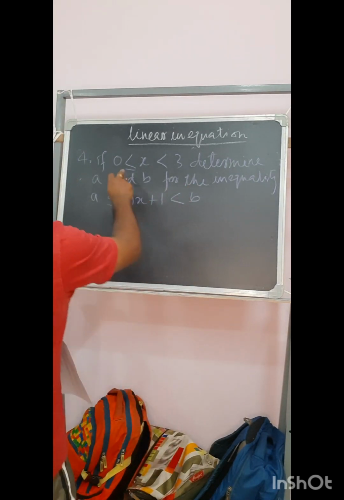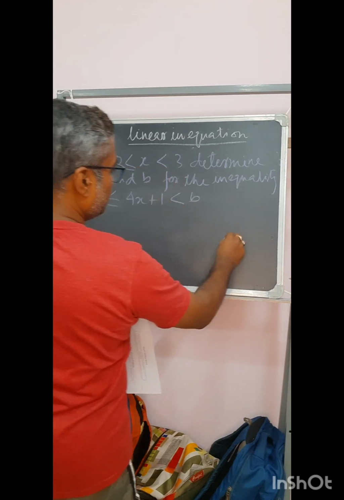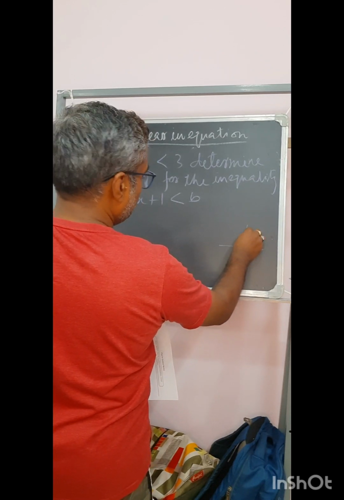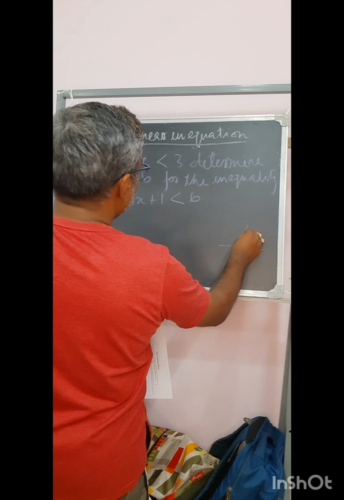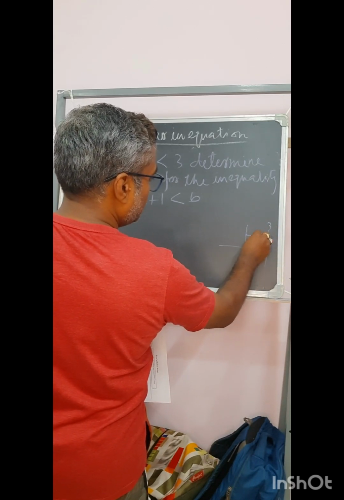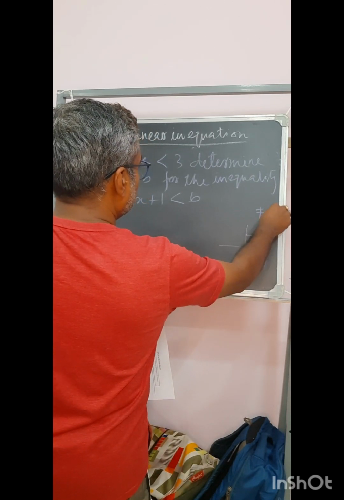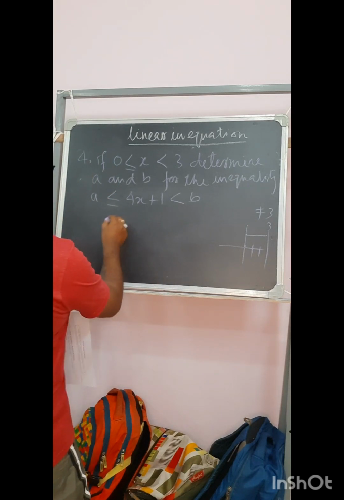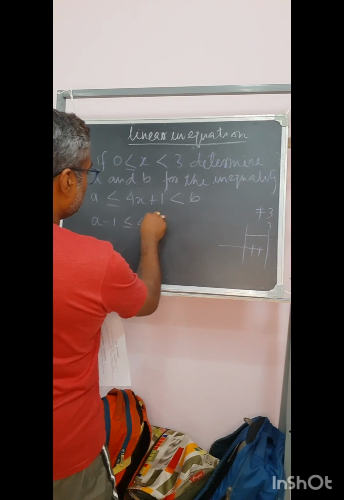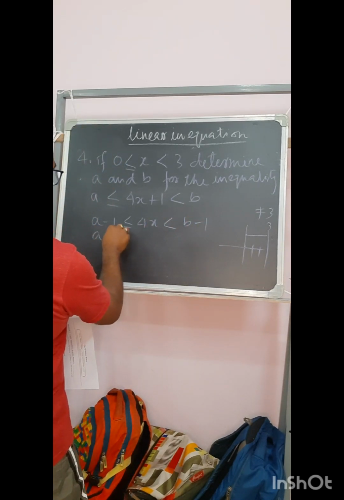Now x is a variable whose terminal condition is given. x could be equal to 0, equal to or greater than 0, but less than 3. It will not touch 3, it will be nearer to 3 but not equal to 3. Okay, so this is the condition. Now I will solve it. I will do the same thing as I had done in the earlier sum, the same operation with that.